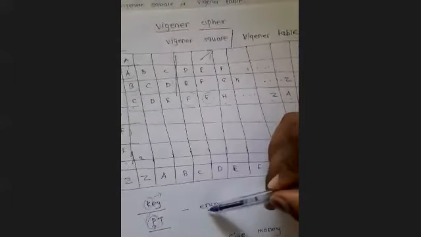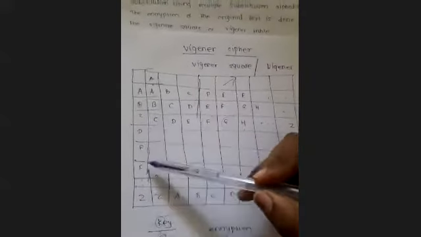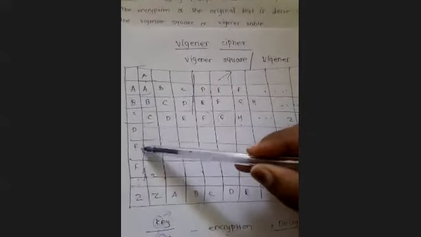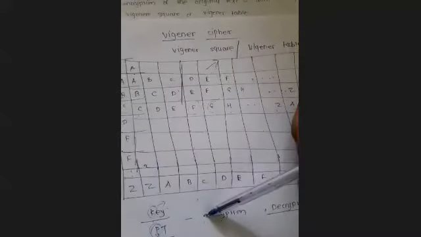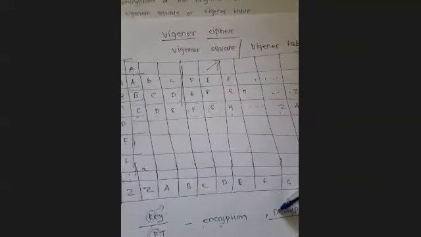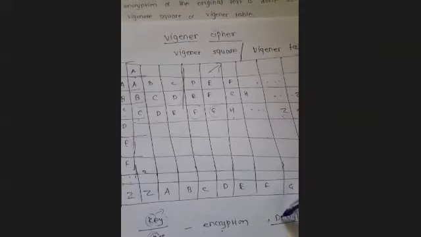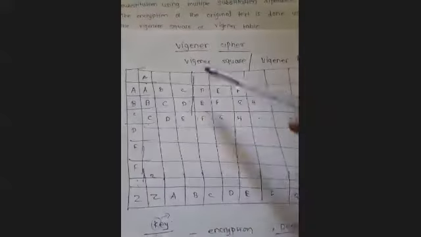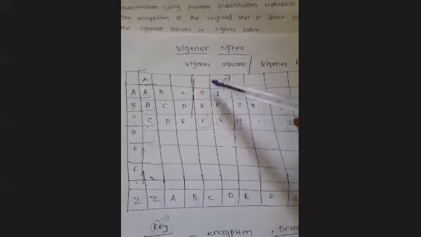First, the plain text letter will be considered for the row's label, right? So we will consider E, which is present in the plain text. So we will consider this E label from the row, and the key letter in this pair, the letter from the key, is D. So we will find the E row and D's column, right? Whatever intersecting letter is there, that will be the cipher text for that plain text E, right?